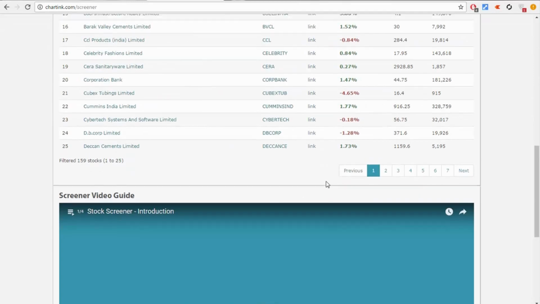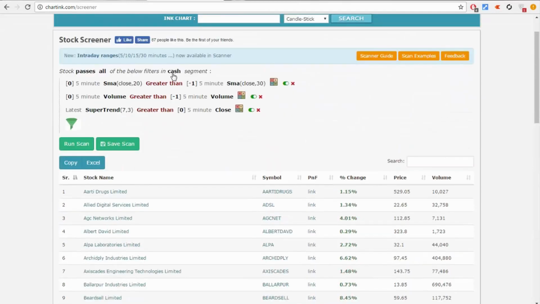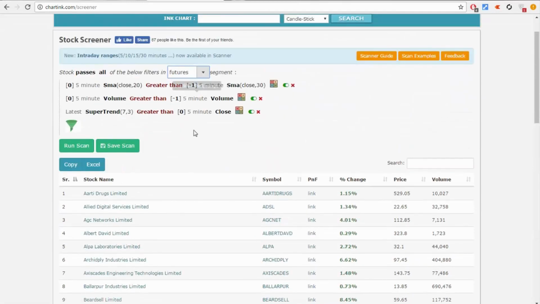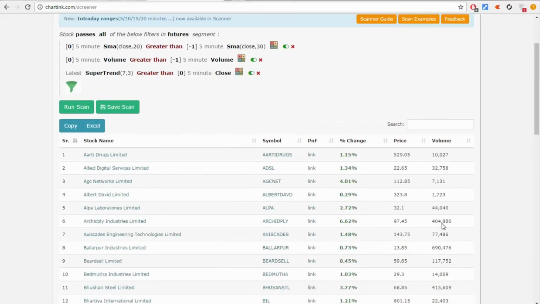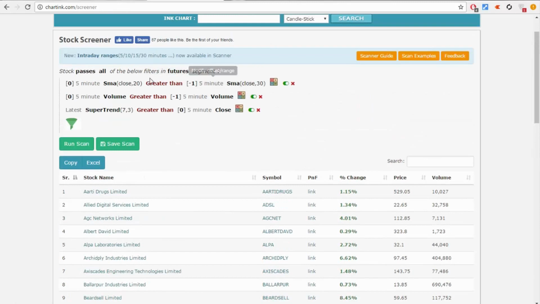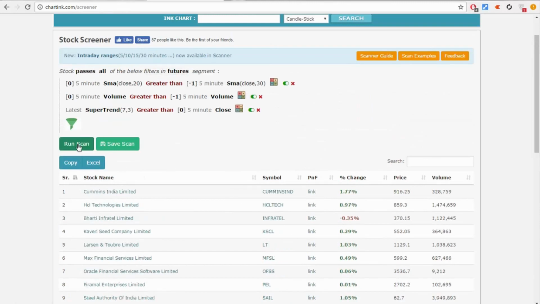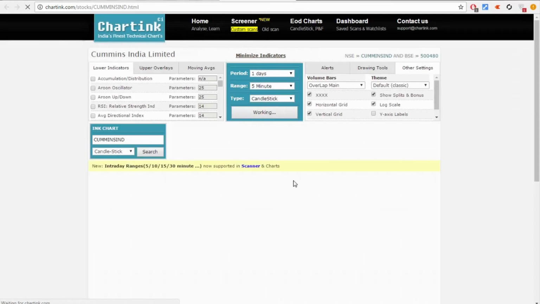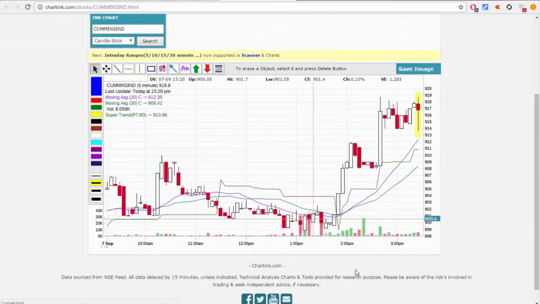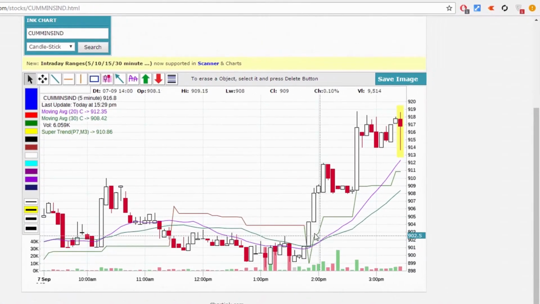So I got all the stocks, so many stocks. I'm looking for only futures stocks because those stocks have good volume, and here you will get all the stocks. Those stocks sometimes don't have volume, so I prefer to filter for futures stocks. Okay, then my list is filtered. So just click it. See here, it has met all these conditions, the crossover and the Super Trend.